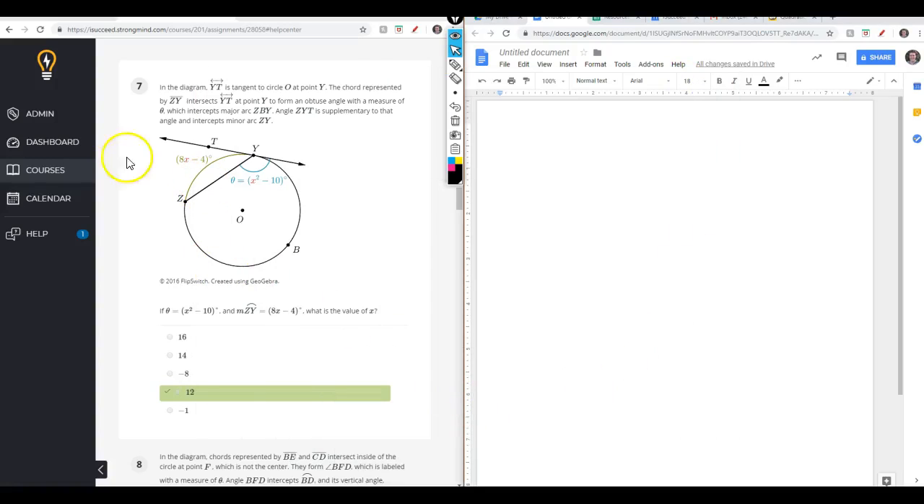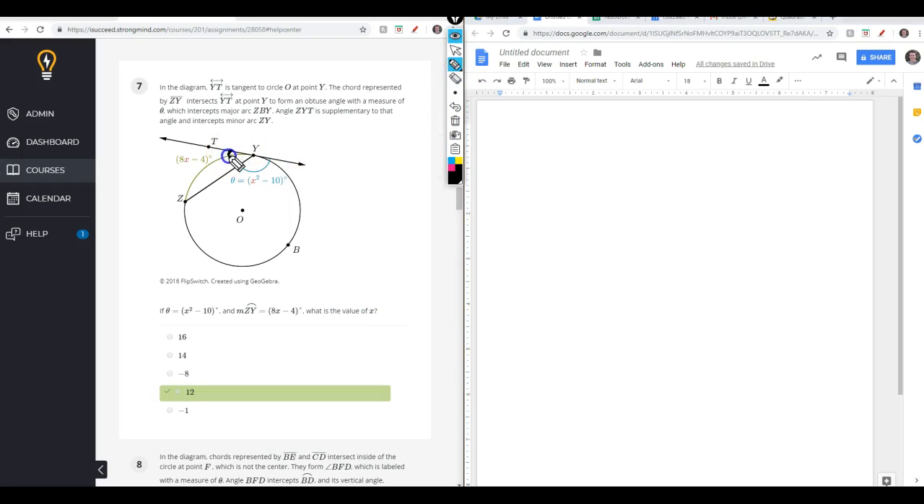Alright, so question 7. In the diagram, line YT is tangent to circle O at point Y. The chord represented by segment ZY intersects line YT at point Y to form an obtuse angle with a measure of theta, which intercepts major arc ZBY. Angle ZYT is supplementary to that angle and intercepts minor arc ZY. If theta equals x squared minus 10 degrees and measure of arc ZY is equal to 8x minus 4 degrees, what is the value of x?